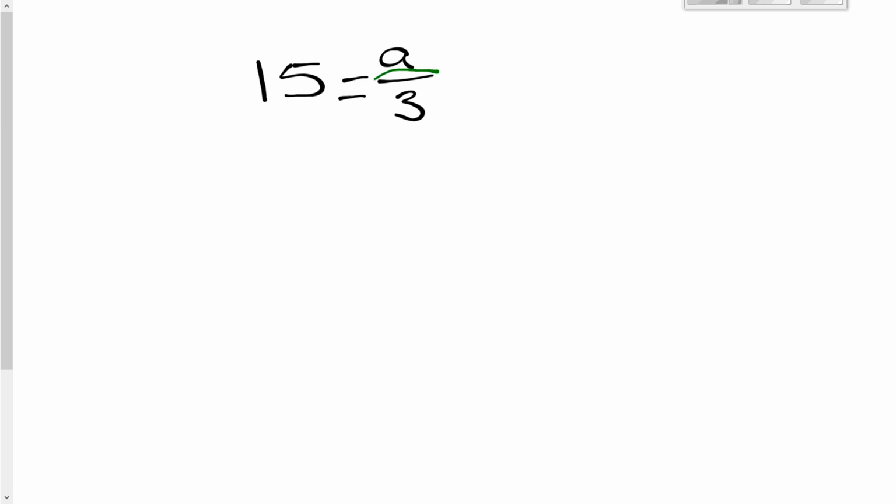We want to get rid of divide by 3, so the way we get rid of divide by 3 is to multiply by 3. I'm going to multiply both sides by 3. Remember, it has to be equal. You have to do it to both sides of the equation. So let's write this out. 3 times 15 is 45. Bring down my equal sign here.